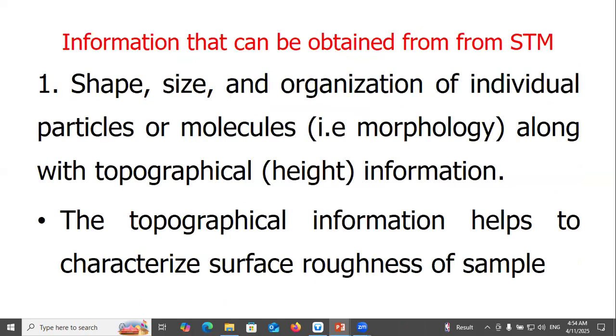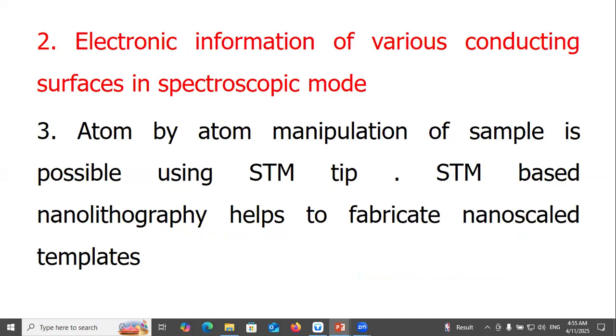Information that can be obtained from scanning tunneling microscope: shape, size, and organization of individual particles or molecules, that is morphology, along with topographical height information. The topographical information helps to characterize surface roughness of the sample. Electronic information of various conductive surfaces in spectroscopic mode.